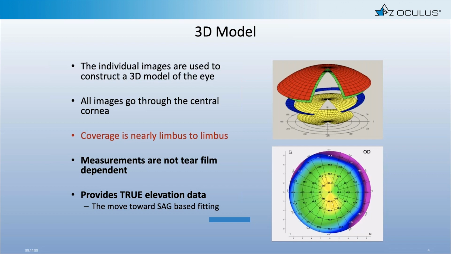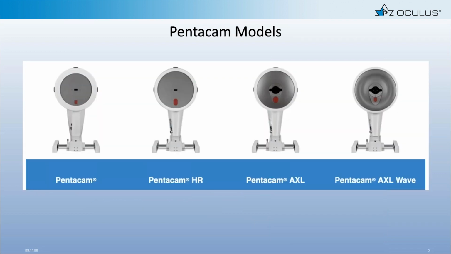We can always construct curvature maps from elevation data, but we can't always get true, accurate elevation data created off of a curvature map. So understanding the differences in the instruments is helpful.